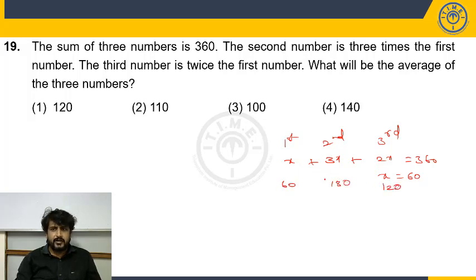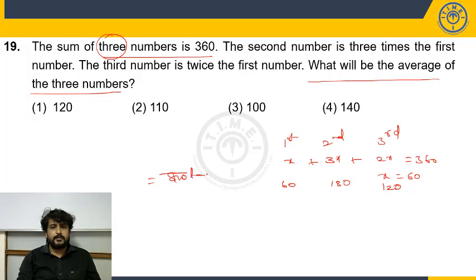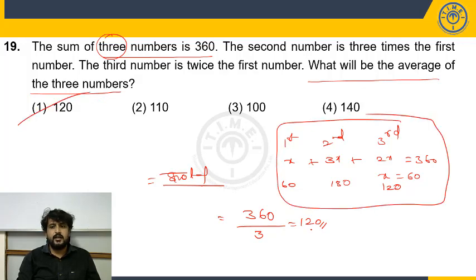But that is not required here. What is actually given? The sum of the numbers is given and it is asking for what? The average of the numbers. Sum of how many numbers? 3 numbers. How do we identify the average? Sum divided by the number of elements. How many numbers are there? The sum of the numbers is 360 and there are 3 numbers, so the average will be equal to 120. So without identifying all these things, you can identify the average. Choice 1.